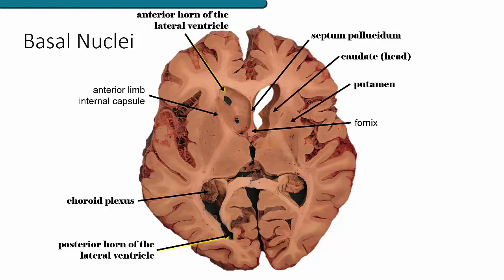More basal nuclei. Remember I told you the caudate and the putamen make that up. We can still see the head of the caudate as well as the putamen with that anterior limb of the internal capsule dividing those two structures. Our third ventricle is getting larger here, although it's never really a large structure.